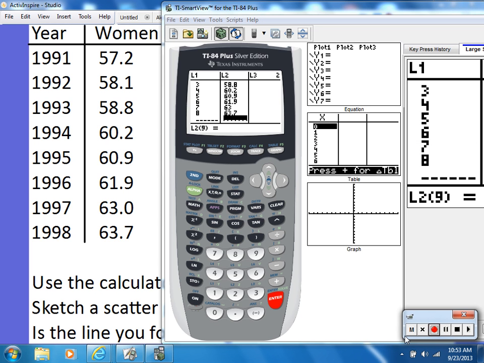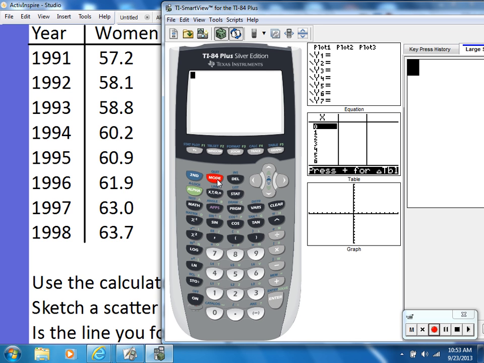All right, so I have all my numbers typed in, and it wants me to use the calculator to write the line of best fit. And we did this in Algebra 2. So remember, to do this, I'm going to get out of this screen altogether by hitting second quit. And then raise your hand if you remember where I go for this. Or you want to take a guess.